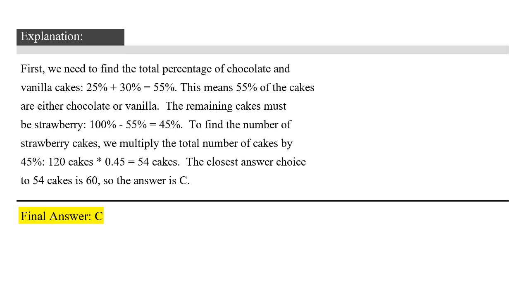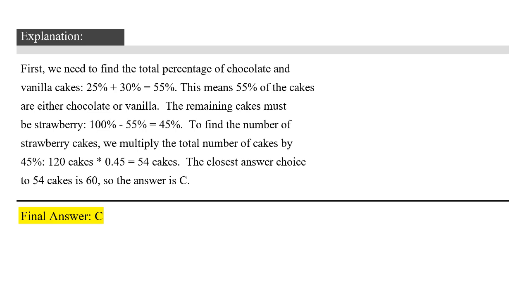First, we need to find the total percentage of chocolate and vanilla cakes. 25% plus 30% equals 55%. This means 55% of the cakes are either chocolate or vanilla. The remaining cakes must be strawberry. 100% minus 55% equals 45%.